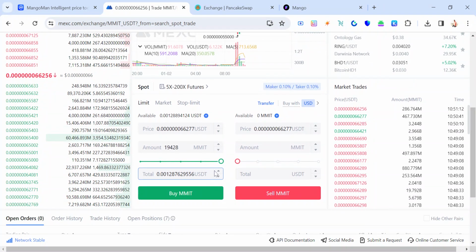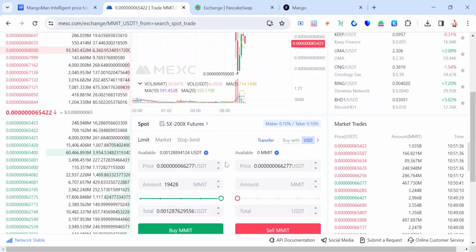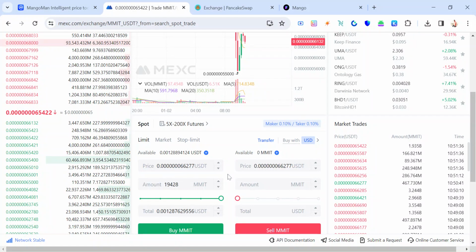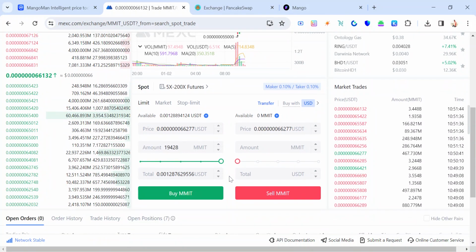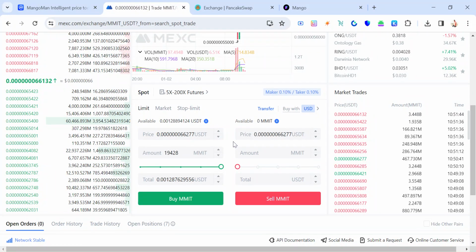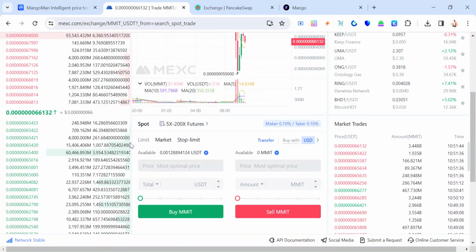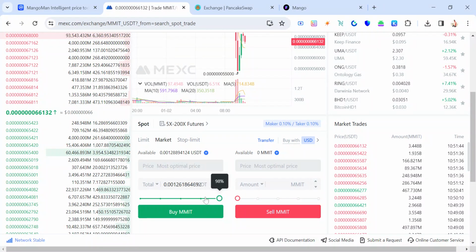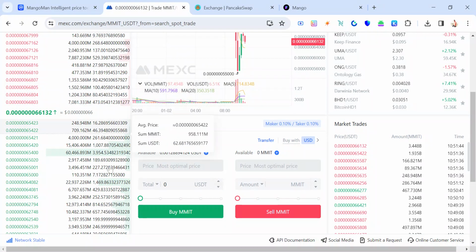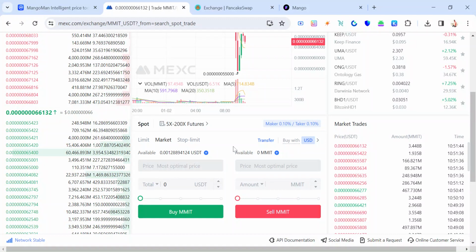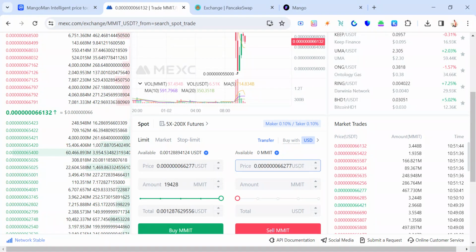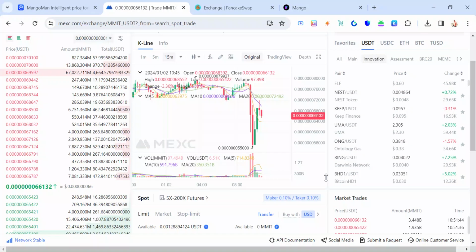I have pretty little USDT right now because I have something else in the other portfolio. But once I click on buy, and once the MMIT price hits this level, then the order would be executed and you will be getting MMIT tokens in your spot wallet. Now, if you don't want to go through the hassle of limit orders, then you can simply click on market and put in the amount of USDT that you want, and the order would be executed at the current market price, and you will be getting MMIT in your spot wallet. Similarly, the same thing is for selling. You can either place a limit or a market order.